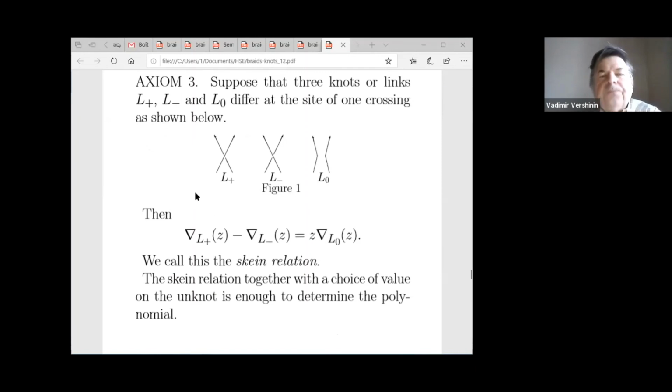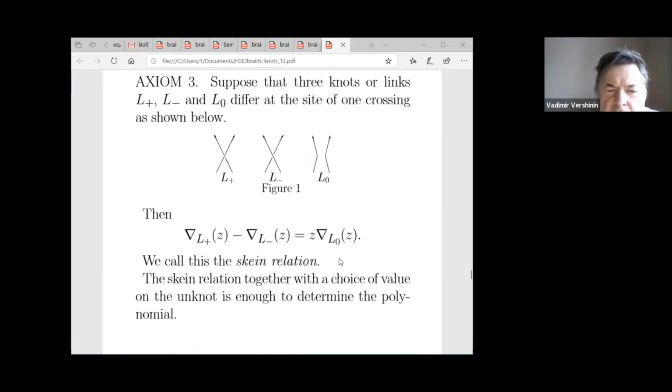And then you have this, which is called the skein relation. John Conway was British, I think, and this is the British word skein, which comes from a piece of wool from a sheep.